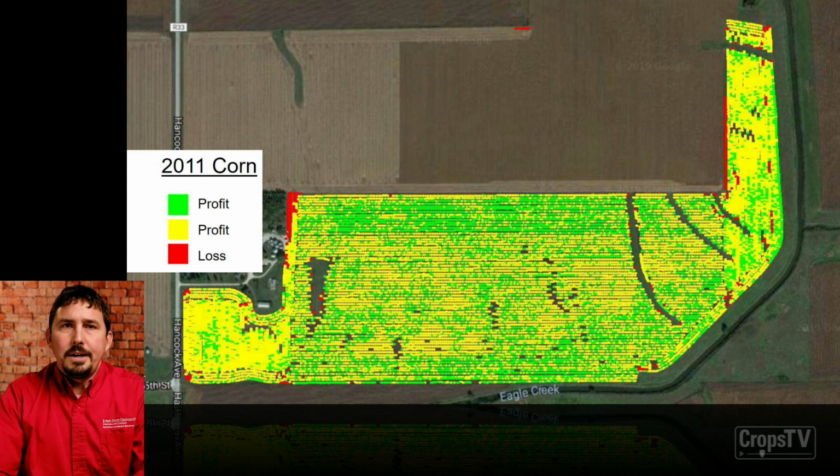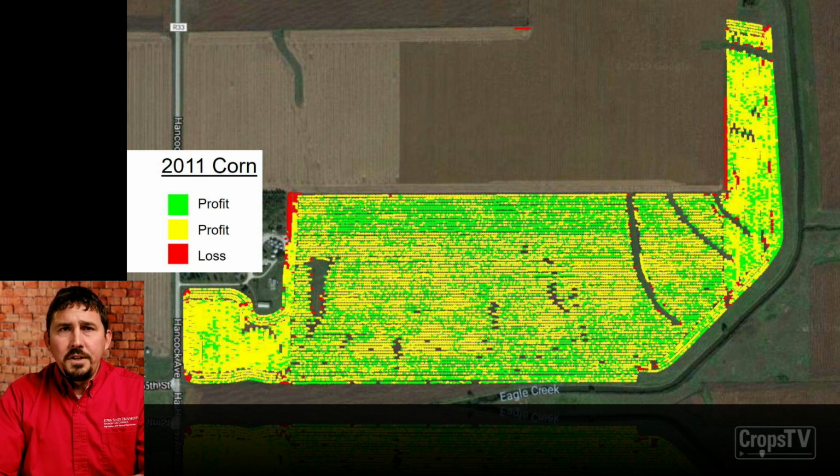Okay, the difference between the profit of the green areas versus the yellow areas, depending on the year, is between $75 and $90 per acre. Obviously, the loss is where we have a negative profit occurring there in the red areas.